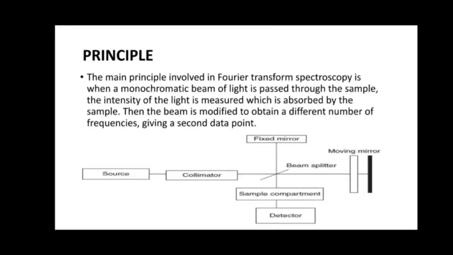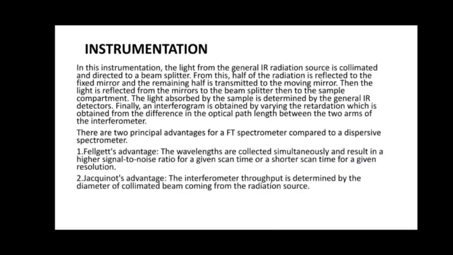Principle. The main principle involved in Fourier transform spectroscopy is that when a monochromatic beam of light is passed through the sample, the intensity of light absorbed by the sample is measured. Then the beam is modified to obtain a different number of frequencies, giving a second data point.